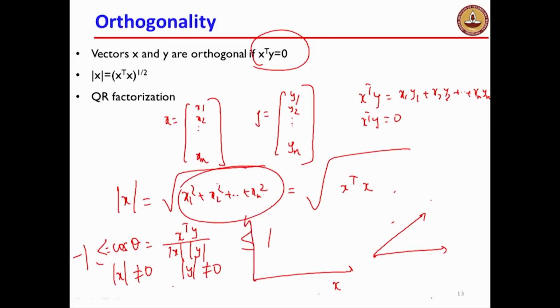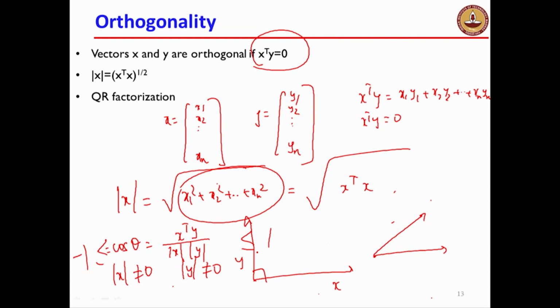If the 2 vectors x and y are perpendicular, in higher dimensions, these are just a cartoon representation. In higher dimensions, obviously, I can't visualize them, I just draw a cartoon figure to have the same intuition that in higher dimensions also, 2 vectors are perpendicular if the dot product x transpose y is 0.